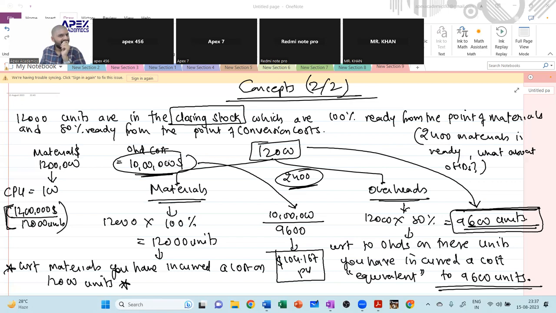Okay. Understood. Rachita, how much cost did you incur? 10 lakh, sir. Shabash. How many units are ready? 9,600. What about these? These are still to be converted. If no work has been done on them, where will the expense come from? Got it.